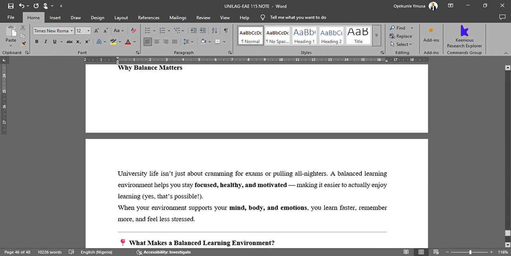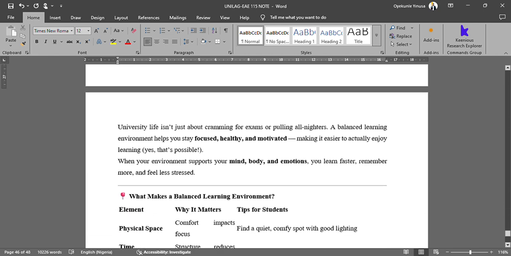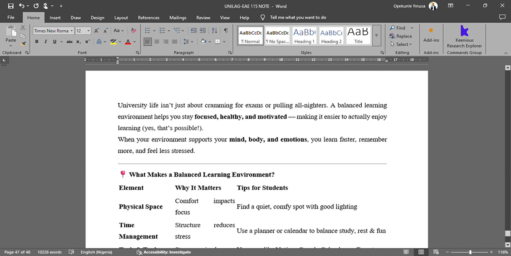The final topic. Why it matters. Why does it matter? University life is not just about cramming for exams or pulling all-nighters. If you go and bury yourself inside the library overnight every day, it does not mean you will pass. You must have clear-cut strategies to pass very well.